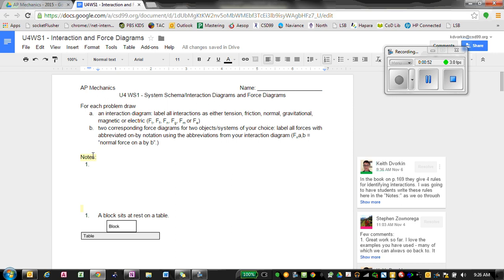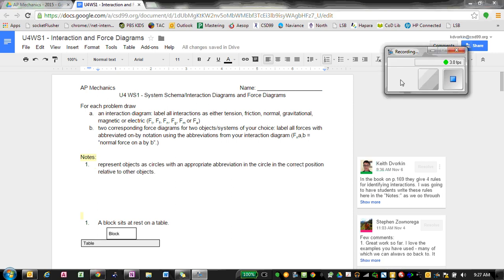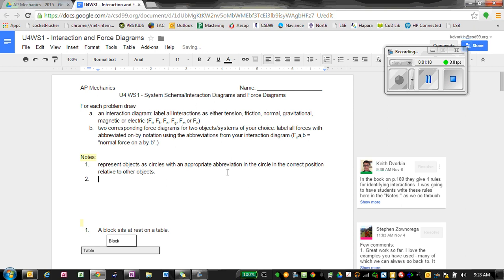First rule will be to represent all the objects as circles with an abbreviation inside of them in the layout that's kind of in the picture. Okay, the second thing is we're going to use this to identify interactions between objects, and the rule is that every interaction connects two and only two objects.